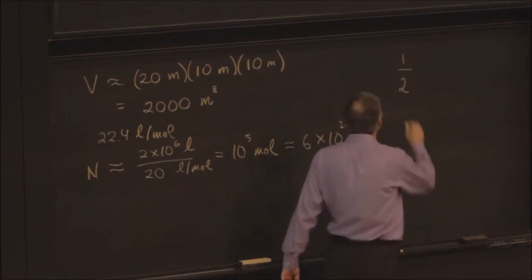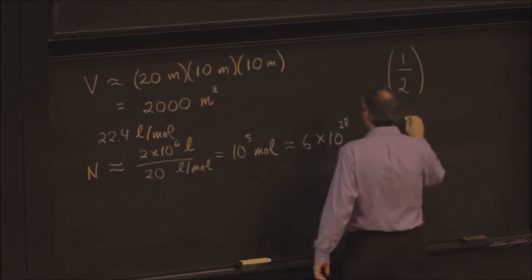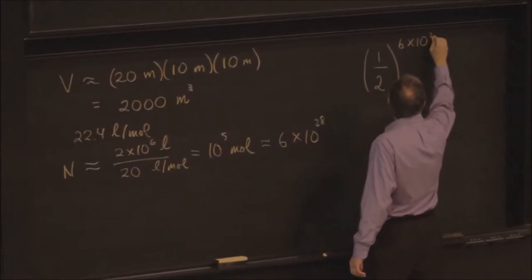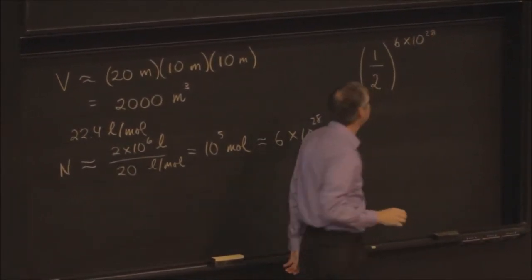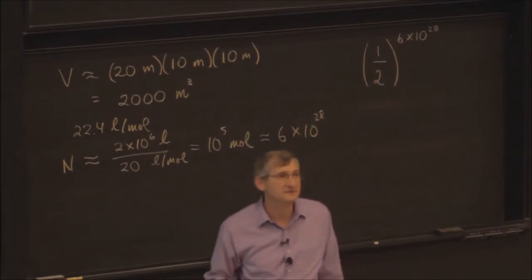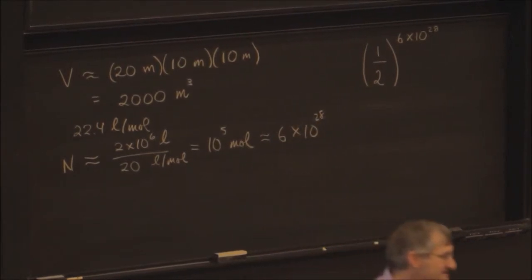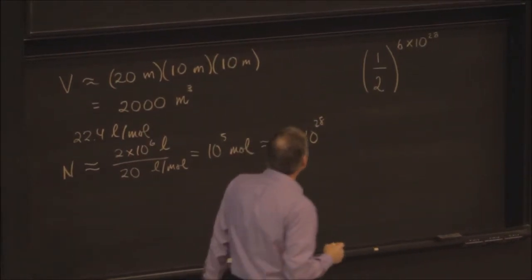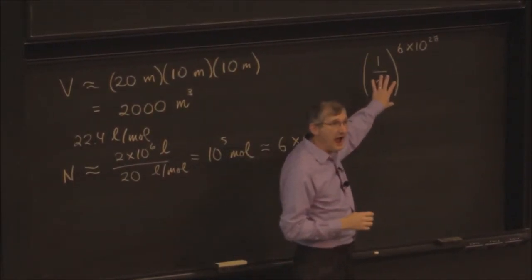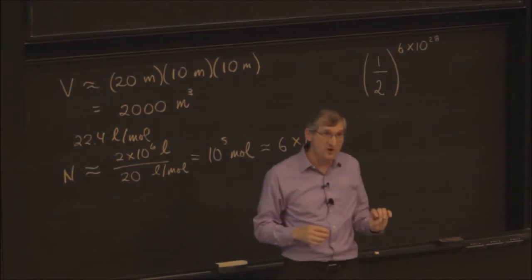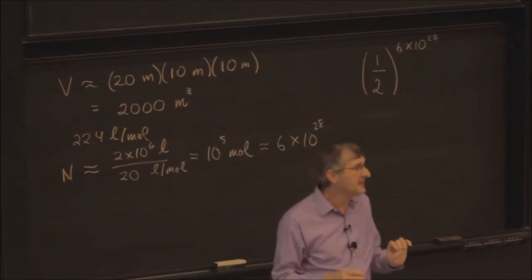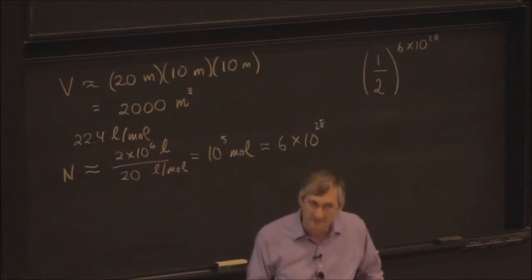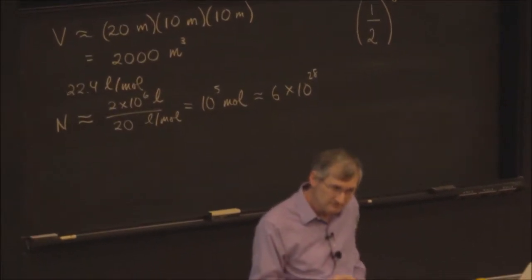1 half to the power of 6 times 10 to the 28. Doesn't that frighten you? Assuming independence, okay? So that's going to be a rather small number. You probably would have to wait a very long time for this to happen at random.